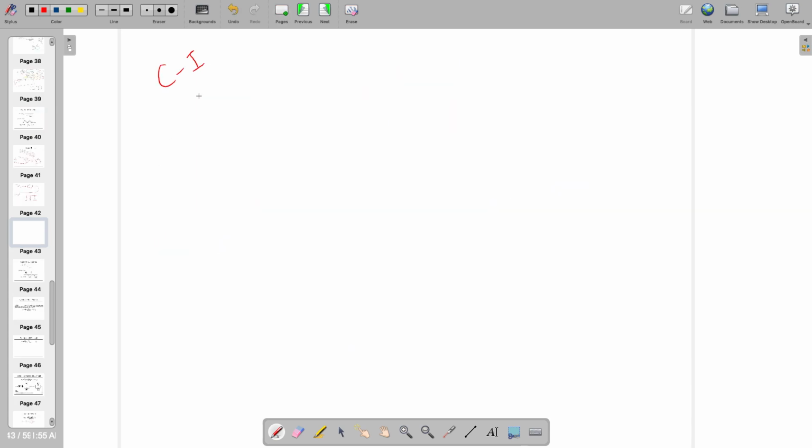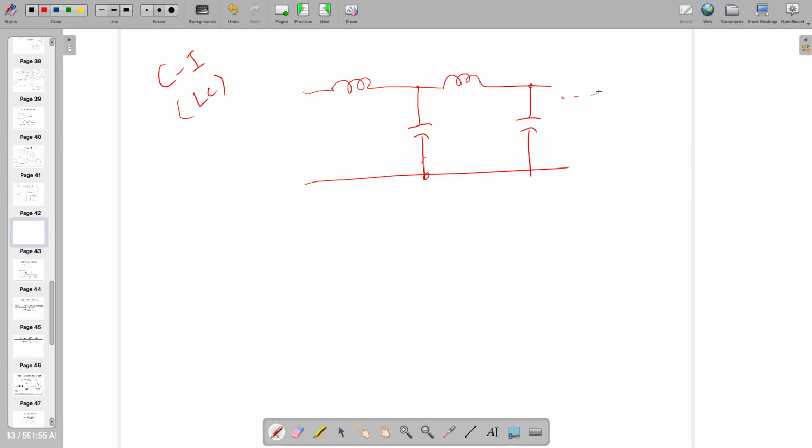Cauer 1, as I told you, you can think about LC. So the first element is L, second is C, third is L, fourth is C, and so on. Right? If in case your circuit only has 3 elements, a third order system, you are going to see only this one. Then the circuit stops here itself. If your circuit has 4 elements, meaning a fourth order circuit, then you are going to see this, right?